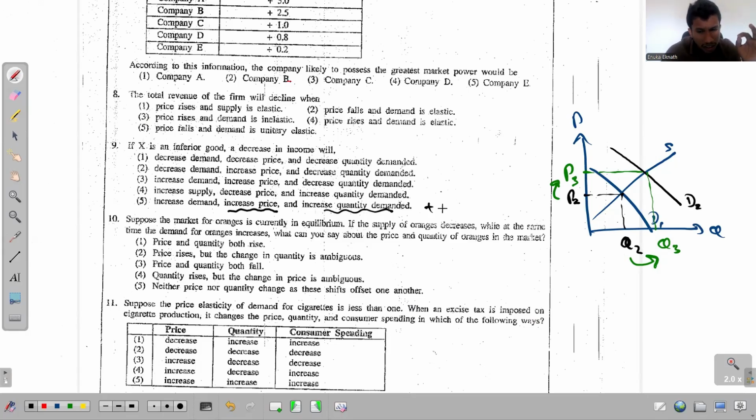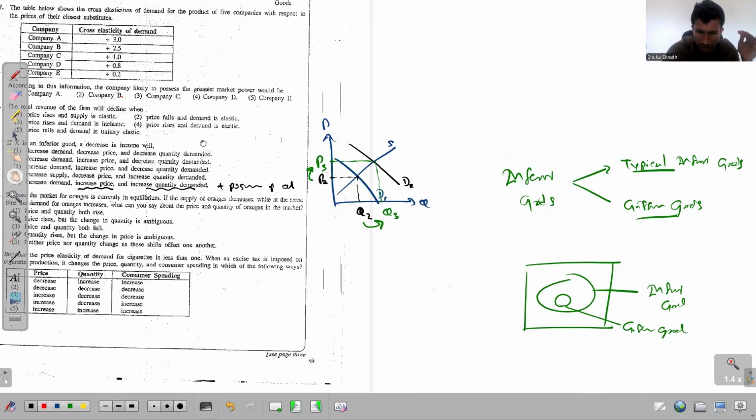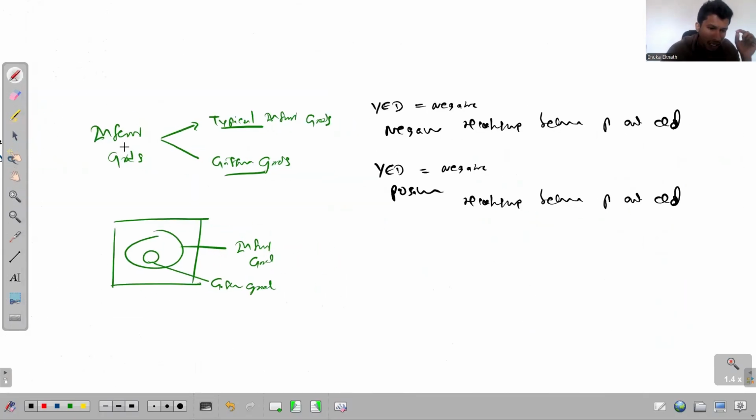What do you see here? A positive relationship between P and QD. But that happens, as we discussed here, only if this inferior good is a Giffen good. But the question does not say that. The question only says that this is an inferior good.